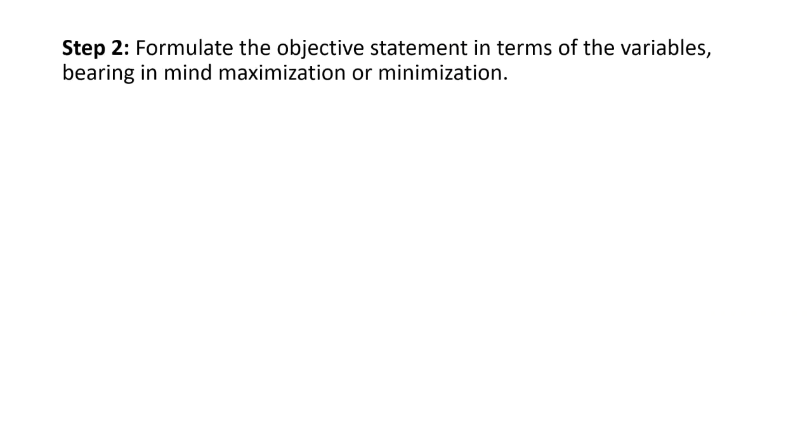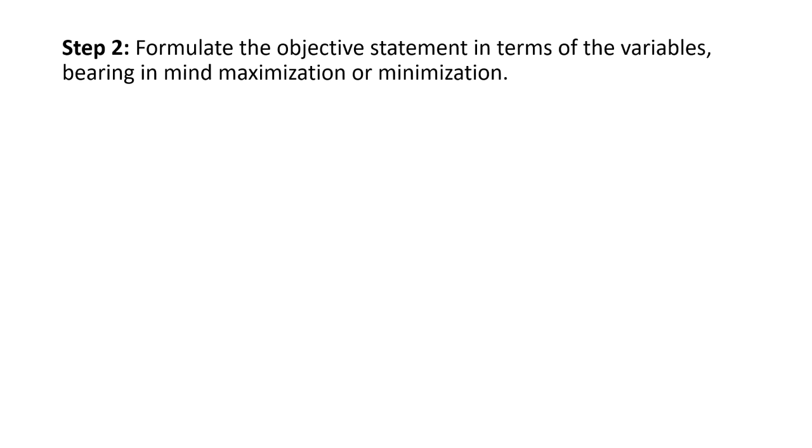Okay, so step number 2, we need to formulate the objective statement in terms of variables. Now we need to bear in mind what we are doing. Are we minimizing or are we maximizing? The objective is our aim. Remember what the boss said: profit, profit, profit. So that is our objective. And what do we want to do with the profit? We want to maximize it.